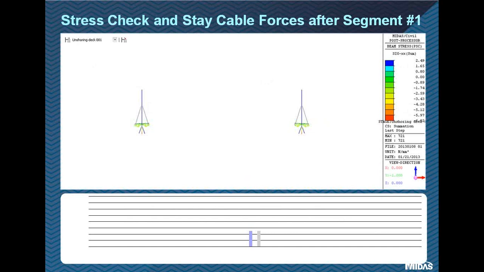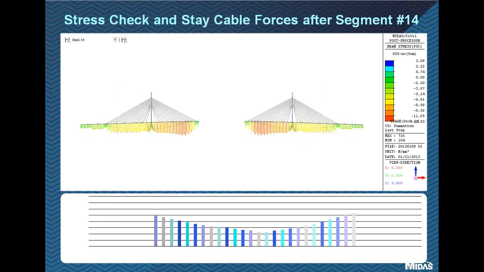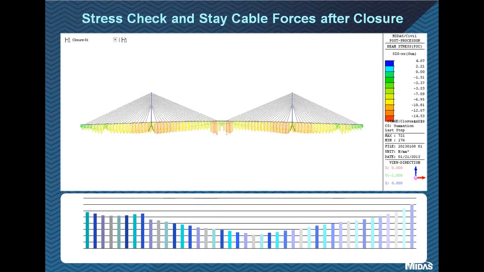This is the stage of segment number 1. This is the output of construction stage analysis after segment number 7. Segment number 14. Please see also on the variation of the stay cable forces. This is after closure and mid-span continuous pre-stressing.